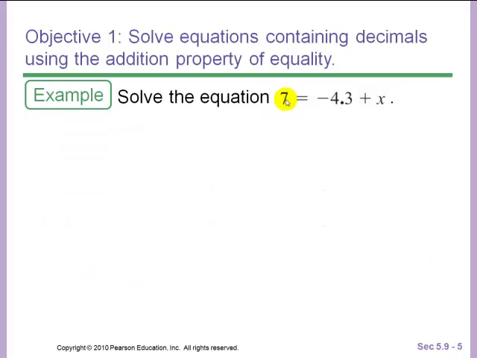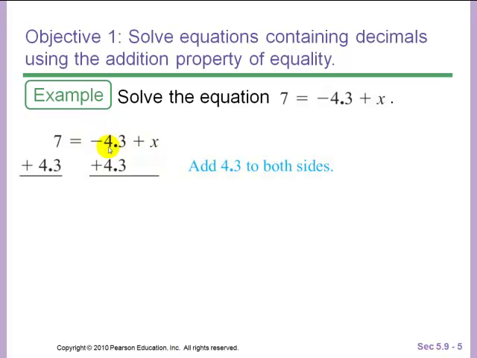Solve the equation 7 equals negative 4.3 plus x. Again, we want to get the variable alone. This time the variable is on the right side of the equal sign, along with a negative 4.3. We're going to add 4.3 to both sides. Again, you have to show me that you're doing it to both sides of the equal sign.